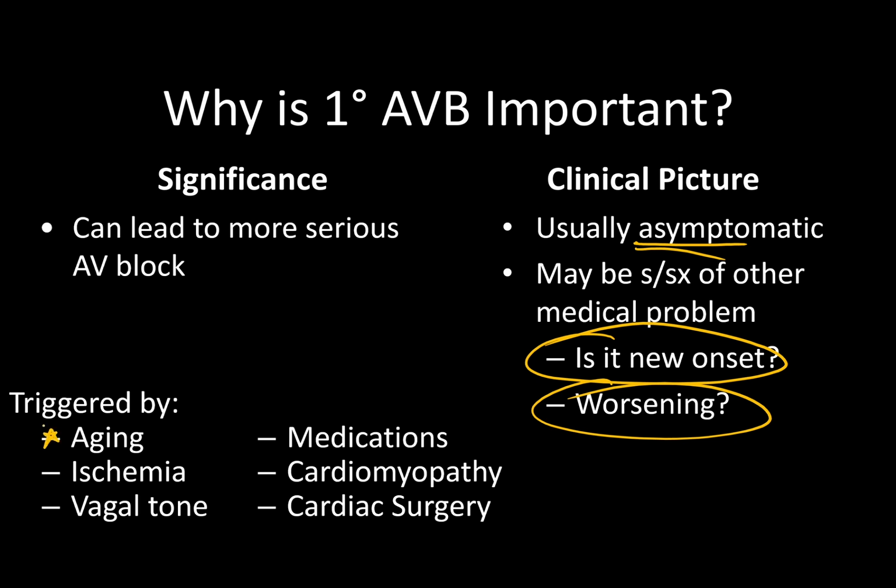Now, aging, it is part of the aging process. Your heart doesn't get healthier as you get older. It can only wear down. Ischemia is a good one. Vagal tone, if someone does vagal stimulation, it can make that worse. Medications that affect the AV node can be part of that, or the AV junction. And then if you've got a stretched out heart, or if you've just had heart surgery, those are different things that can cause this to flare up. Overall, first degree block is only serious if it's new or is getting worse.